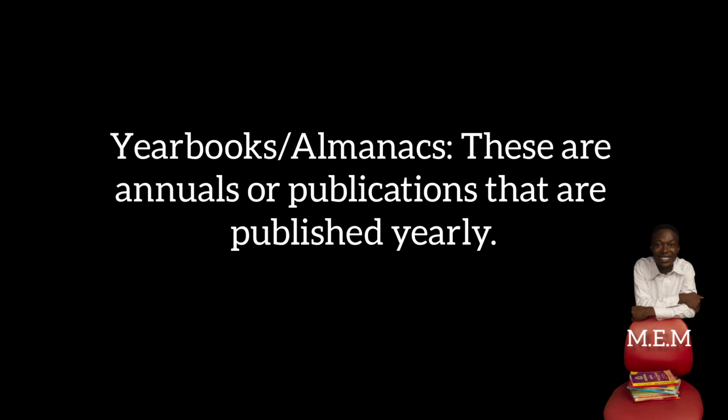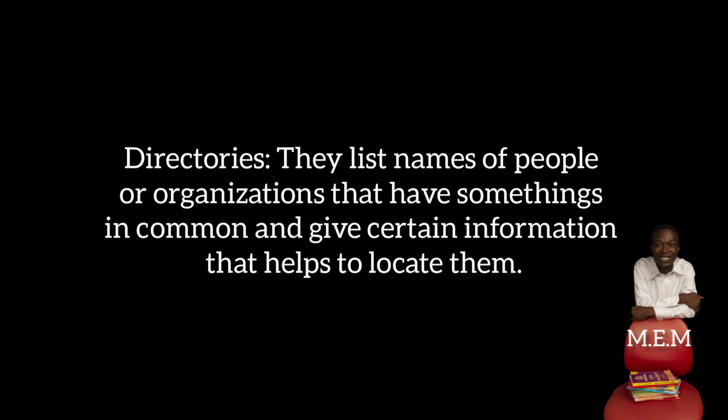Okay, so we also have yearbooks, which are annual publications of an institution. That is what we call a yearbook. We also have directories. Directories list the names and contact information of individuals or organizations in a particular field. Like comedians too, they have directories, where you get their names and information, where you can reach them, who they are. So those are directories.